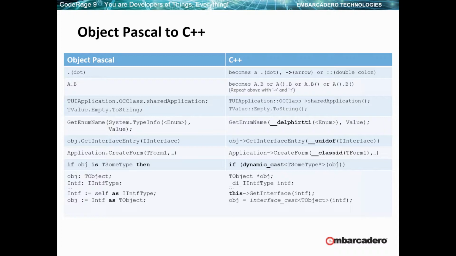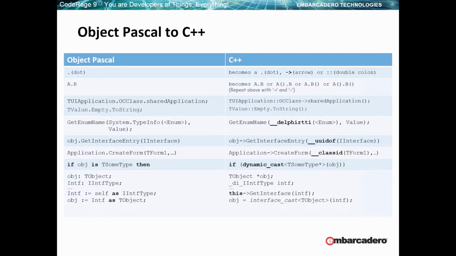In the case of IsEmpty, they would both be identical. There'd be TValue.Empty.IsEmpty, and the C++ side would be TValue colon colon Empty dot IsEmpty. So the dot would remain the same. So enough of the dots.